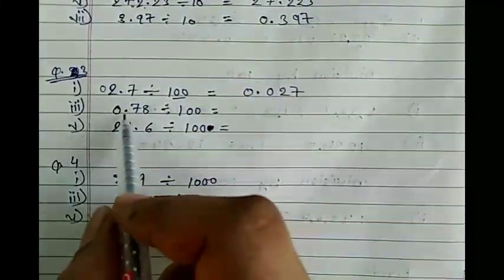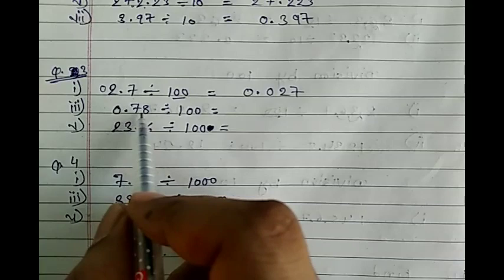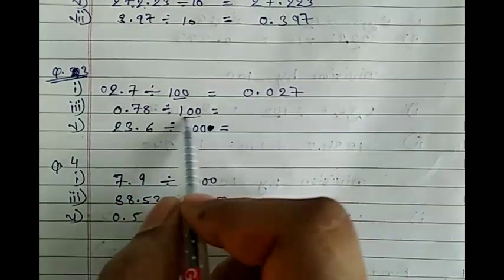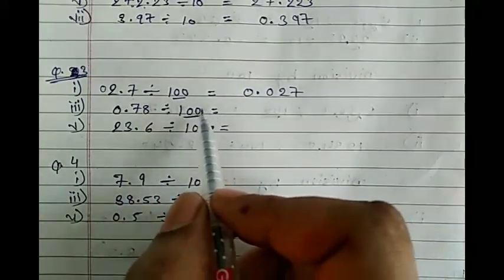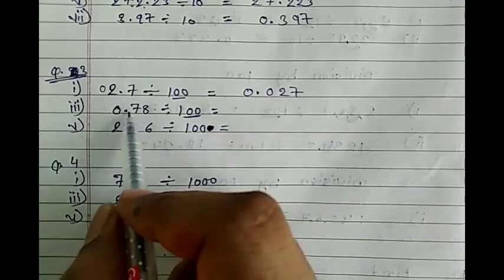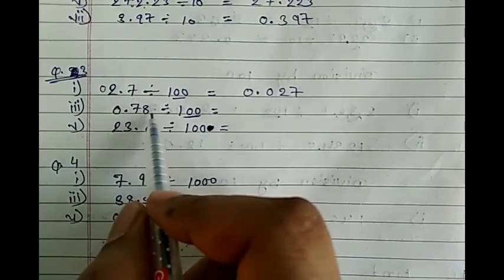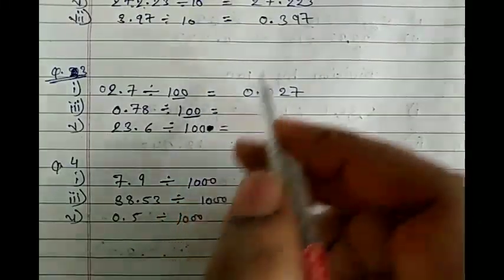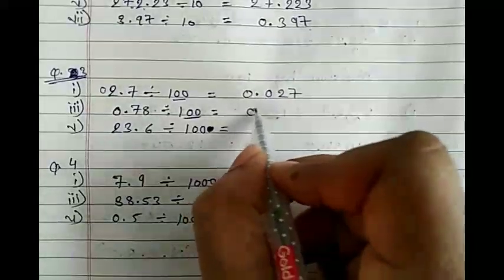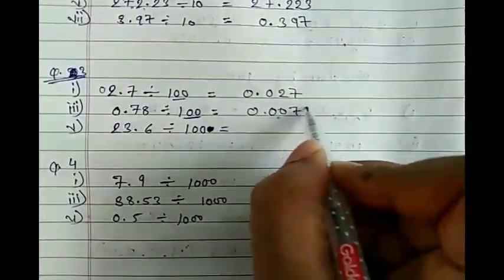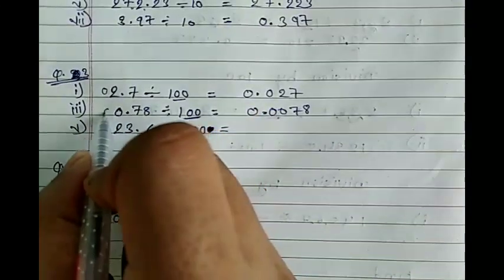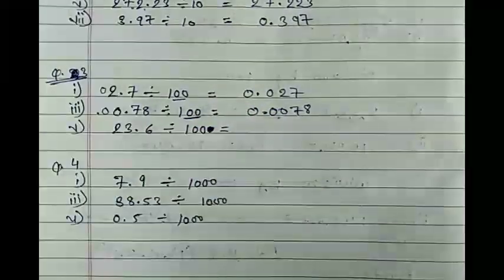The same thing. 0.78 divided by 100. There are two zeros in the 100. Now, in the question there are two digits after the decimal. In the answer we require two more. It becomes four digits after the decimal. So what do we do? We write 0.0078. Just place the decimal two places, 1 and 2. So we get the decimal right over here.